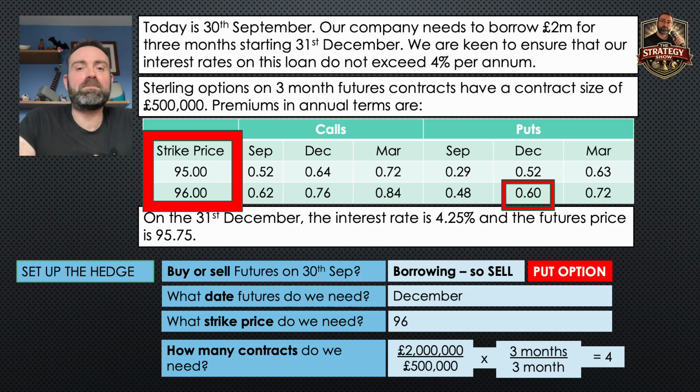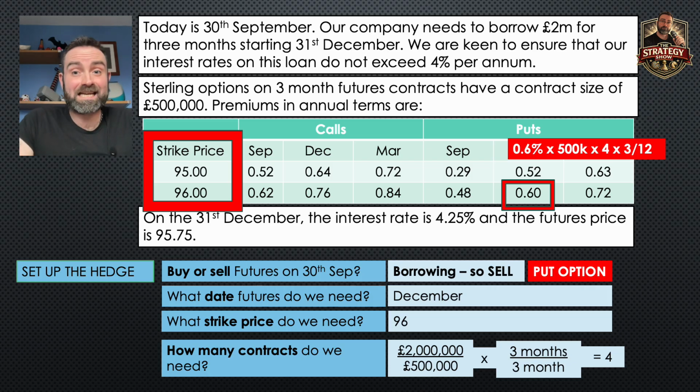Now, what does that premium mean? Well, it's a premium of 0.6% per annum of the total amount that we've hedged using futures. So what is that in total? Well, we take the 0.6%, watch your decimal places, and we multiply that by the contract size of 500,000 and by the number of contracts, which is 4.